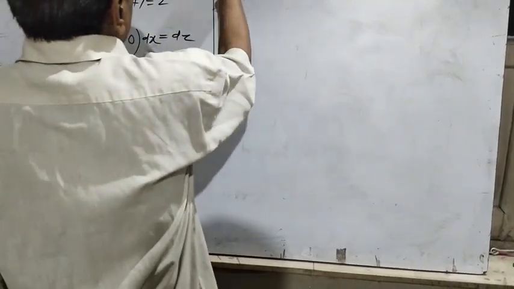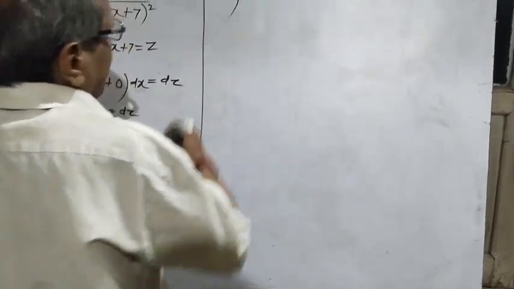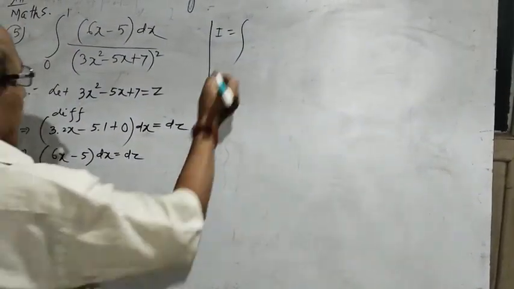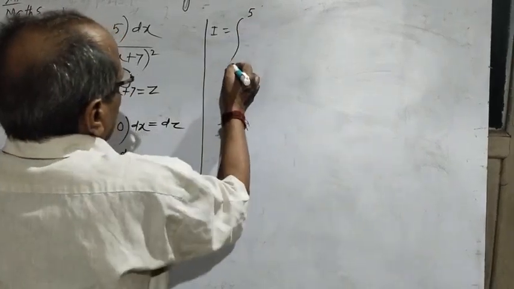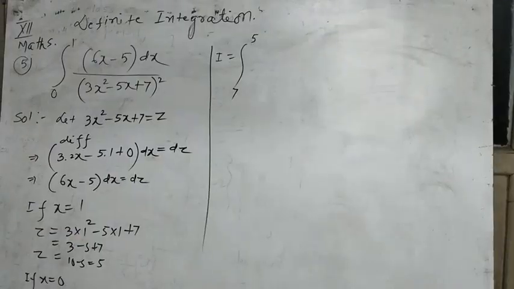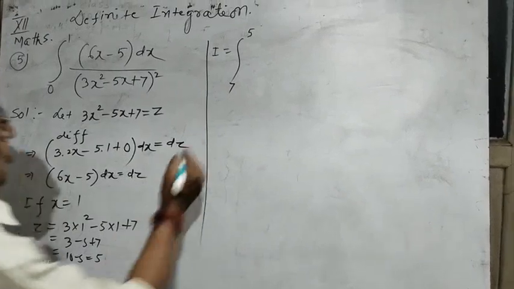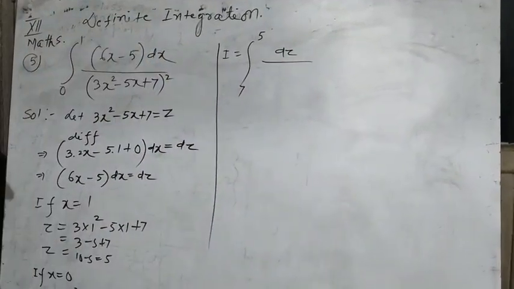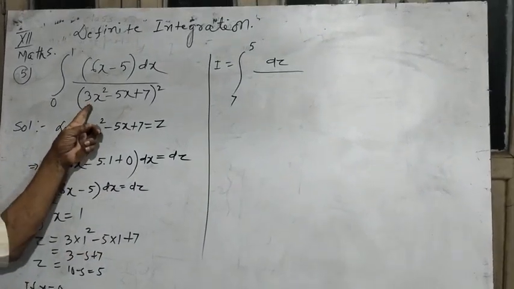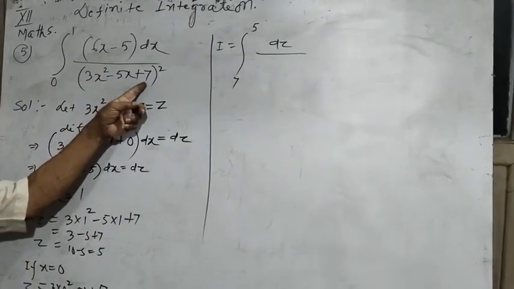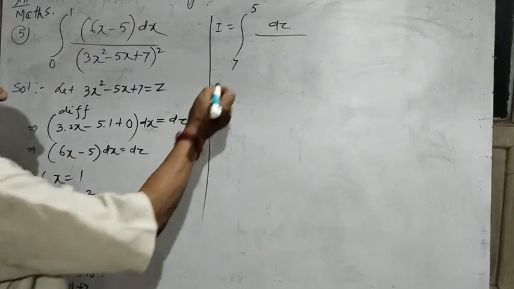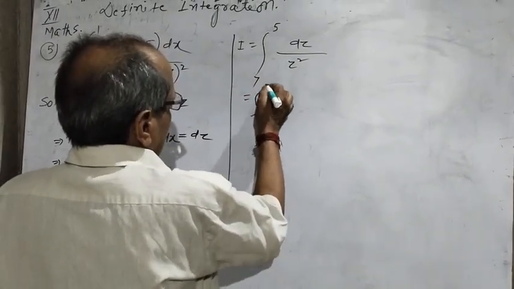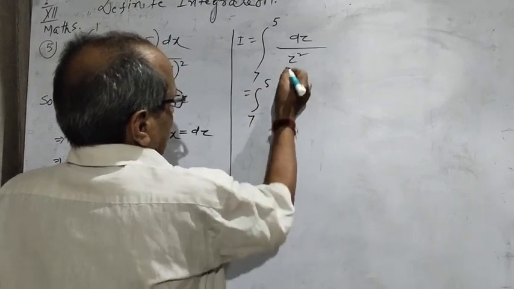Now we substitute in the integration. Now upper limit becomes 5 and lower limit becomes 7. Minus 5 dx equal to dz. And we have already supposed 3x square minus 5x plus 7 equal to z. It becomes z square. Now we write down upper limit, lower limit.